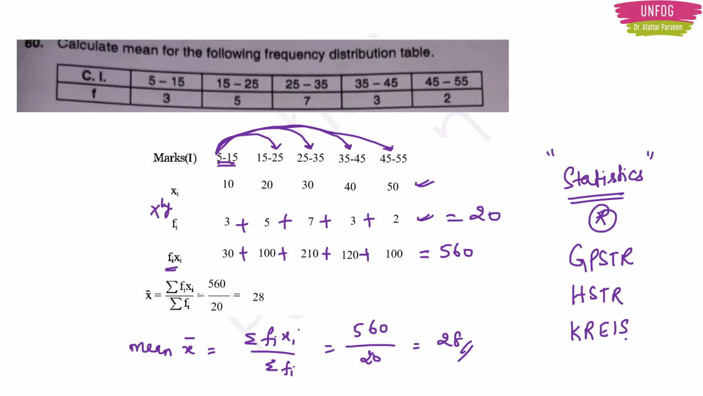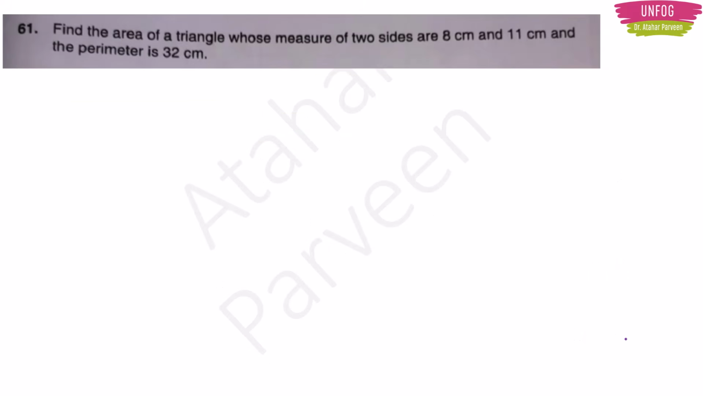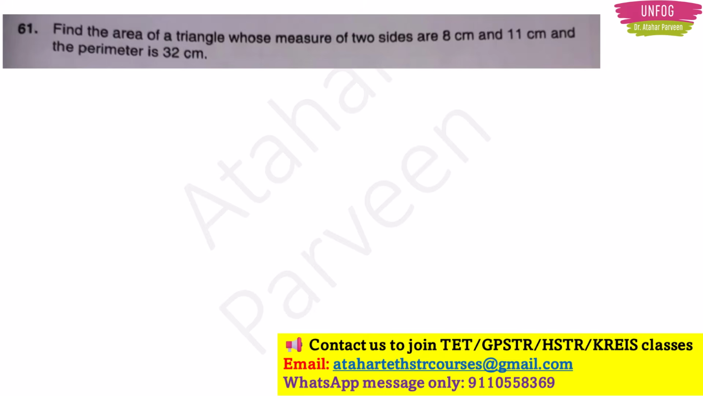Okay, next question number 61. Find the area of a triangle whose two sides measure 8 cm and 11 cm and the perimeter is 32 cm. So this is, you can say, from the chapter of triangles, or you can also put it in the chapter of mensuration.